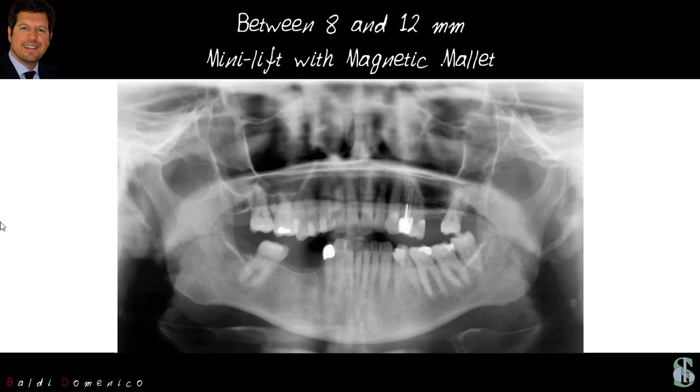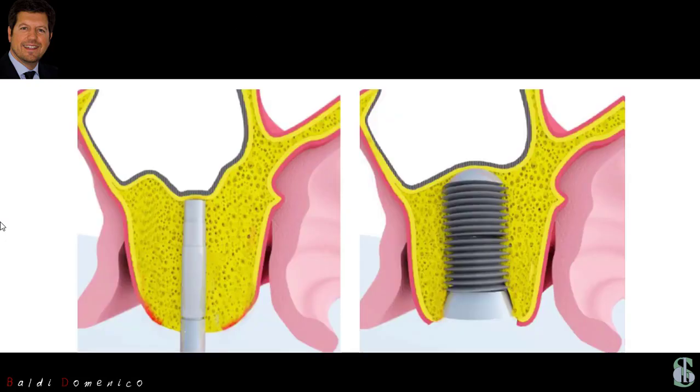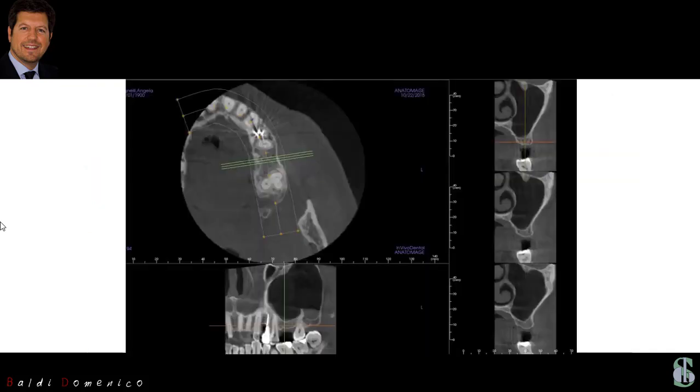Then, if we analyze the second point, I mean when we have a bone height within 8 and 12 millimeter, we can make a mini lift with magnetic mallet. In this virtual representation, we can simplify this procedure in order to understand the surgical approach. So it means that with the mallet it was possible to use the plastic deformation of the bone in order to elevate the internal cortical bone without cracking the bone, and it was possible to place our implant.